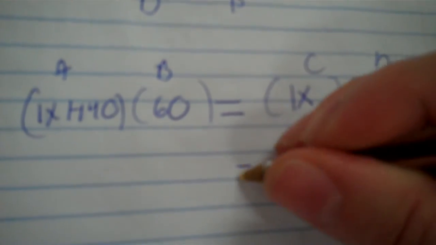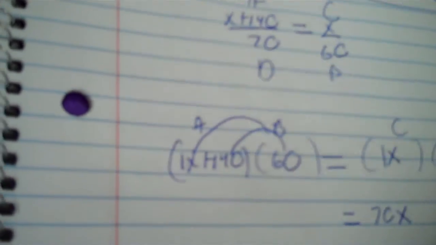So A is X plus 140, put the 1 there. B is 60. C is X, put the 1, and D is 70. This side is easy. 70 times 1X is 70X. On the other side, we've got to distribute the 60 to both those numbers because when there's 3 numbers, you got to distribute. So 60 is the multiplier. That's the one all by itself. So I take 60 times 1X and 60 times 140. That gives me 60X. 60 times 140 is 8,400.